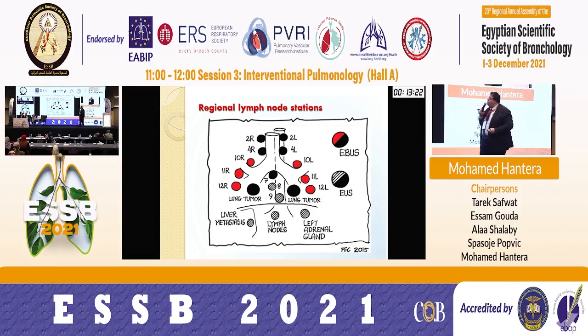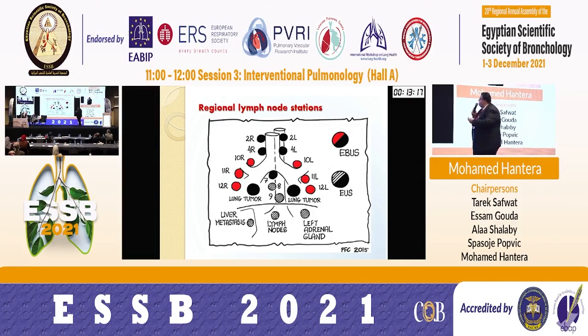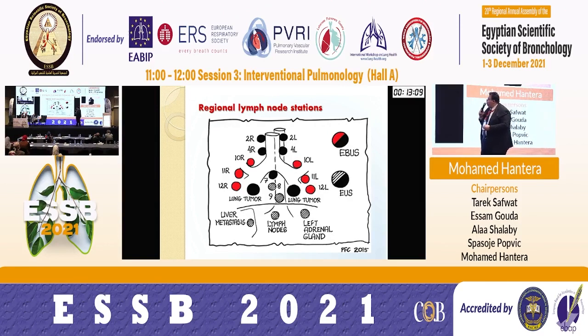This is the map of the regional lymph node stations. If we look by the endobronchial ultrasound, I can reach the subcarinal, which is 7, upper and lower paratracheal in the left and in the right. Also, I can reach the lobar, interlobar, and hilar. And by the EUS, we can reach only 2 stations, the 7 and 8. So if I combine both of them, we can do what we call medical mediastinoscopy.